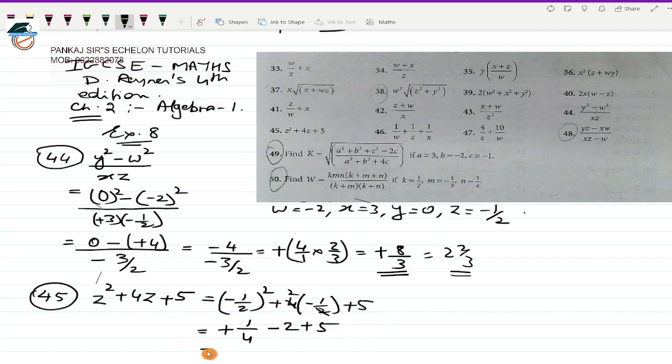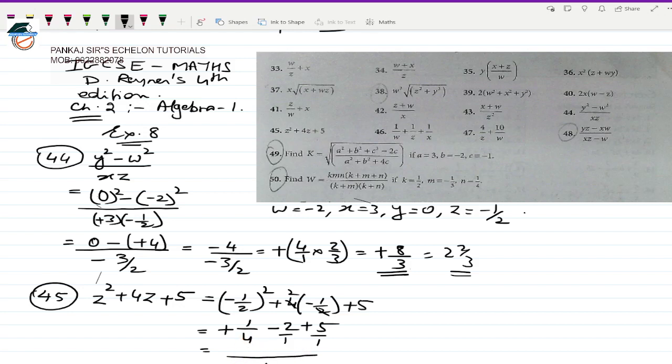Okay. Now what I'll do is I'll take the LCM. Now see how I'm doing the LCM. These are three fractions over here: 1 by 4, minus 2 by 1 and 5 by 1. These are the three fractions which you have to make into a single fraction. So I'll take the LCM of the denominators, which is 4.